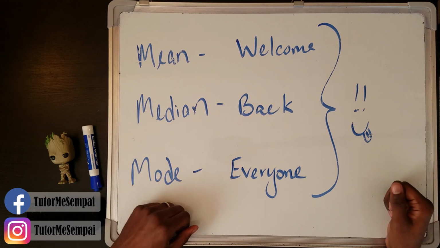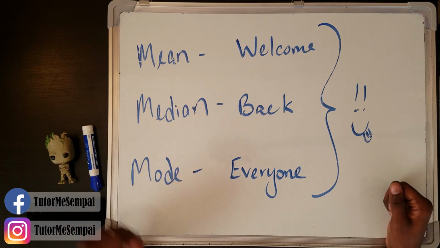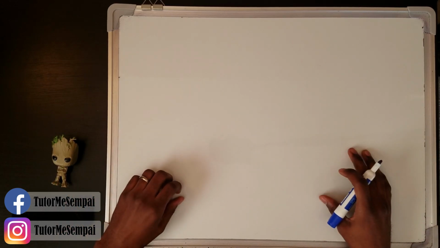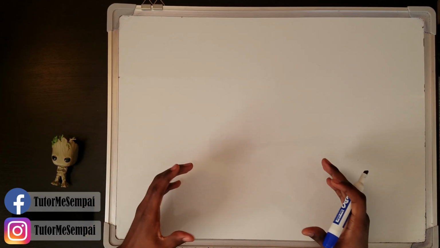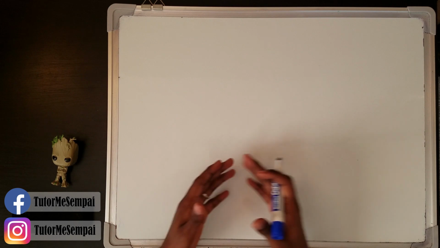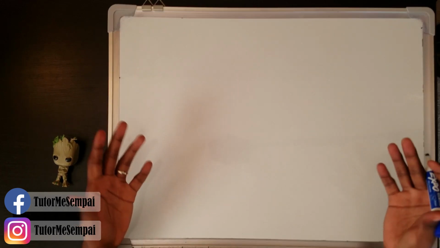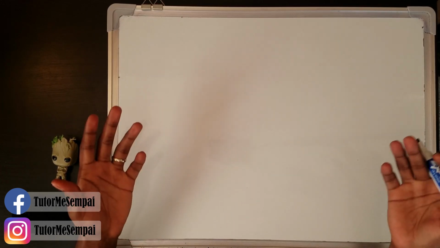Well, without further ado, let's talk a little bit more about finding the mean, median, and the mode. When talking about finding the mean, median, and mode, we have to understand that that is what we use to give us a high-level view of what our data set looks like. Now, what's a data set? Well, a data set is just a set of data.